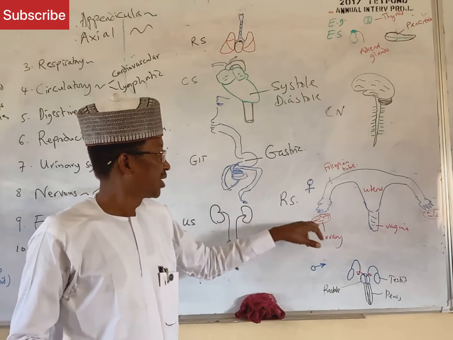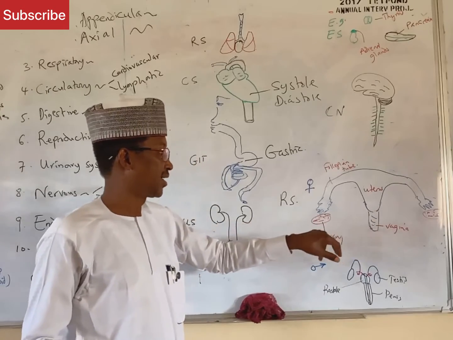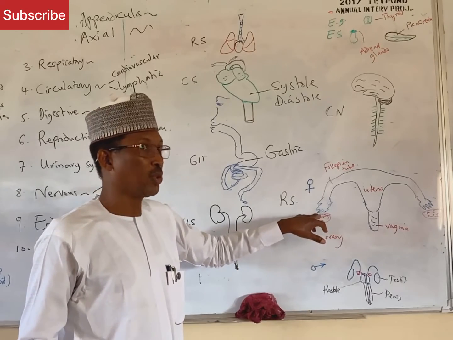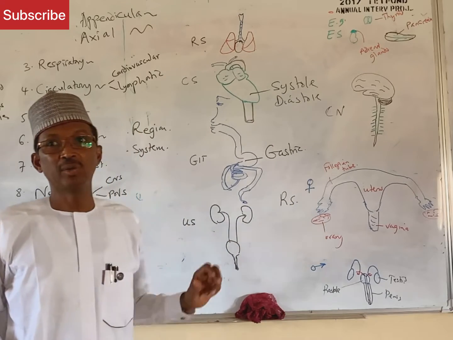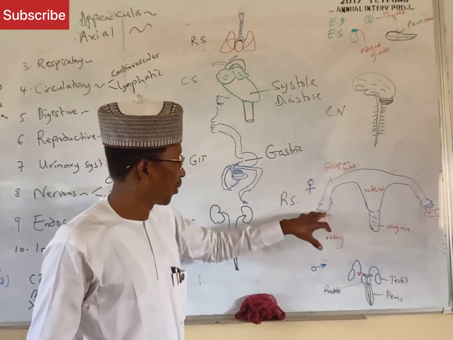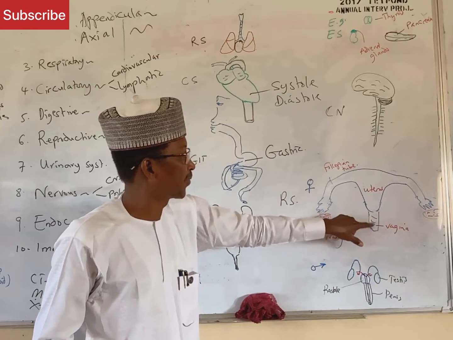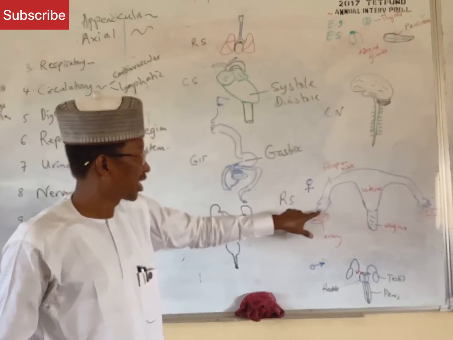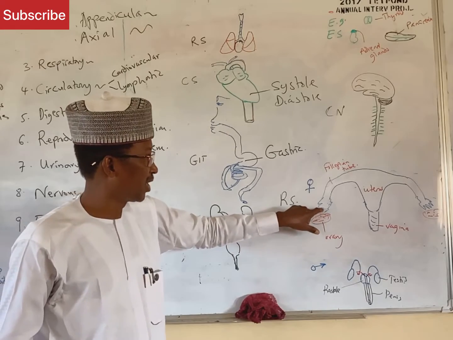The ovaries, one on the left side, one on the right side. As I told you earlier, the ovaries are like the industries where the eggs are produced. As these eggs are produced, as soon as there is sexual intercourse in the vagina, the sperm cells will move into the fallopian tube, meet the egg of the woman, and fertilization takes place.